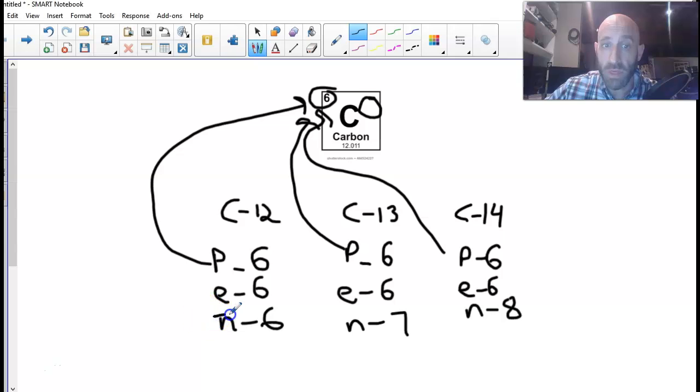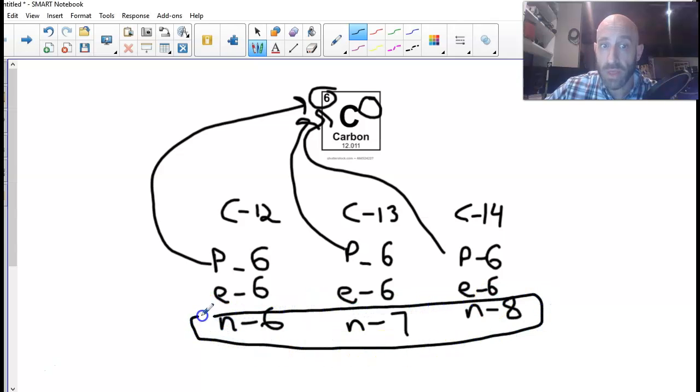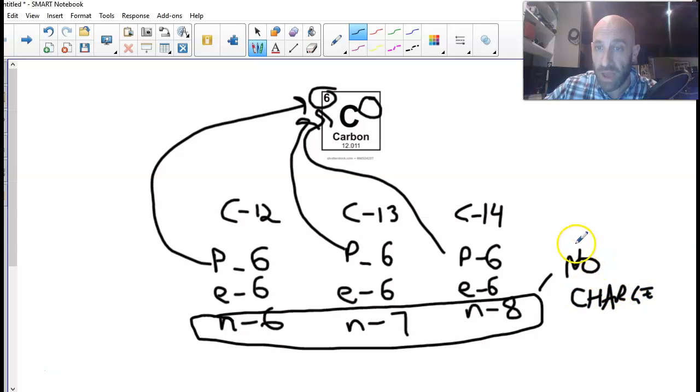So the only thing that changes in an isotope is the number of neutrons. These get bigger. Now remember, isotopes don't act any different because there's no charge on neutrons. So what that means is they don't affect how the atom actually works. What determines how the atom works is how many protons it has, and more specifically, how many electrons it has.